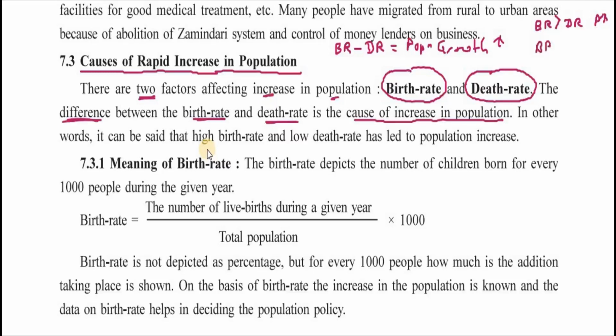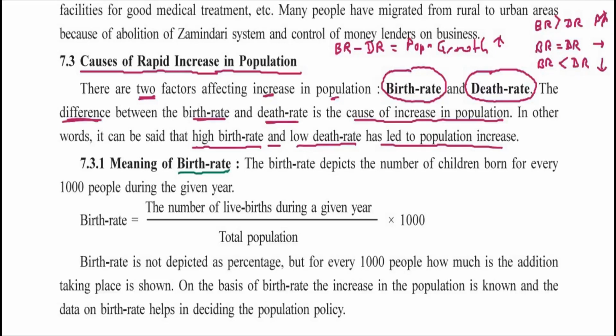If the birth rate is equal to the death rate, the population remains stable. And if the birth rate is less than the death rate, means more people are dying, then the population will also decrease, right? So we can say that high birth rate and low death rate has led to population increase. See, high birth rate compared to death rate, low death rate has led to an increase of our population. So first let us define the meaning of birth rate and death rate.